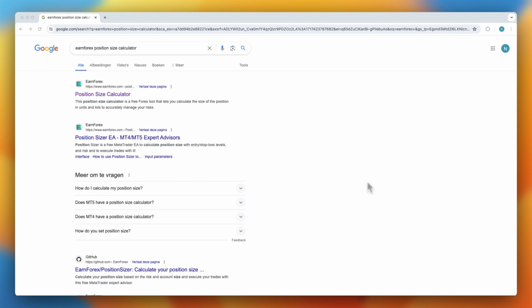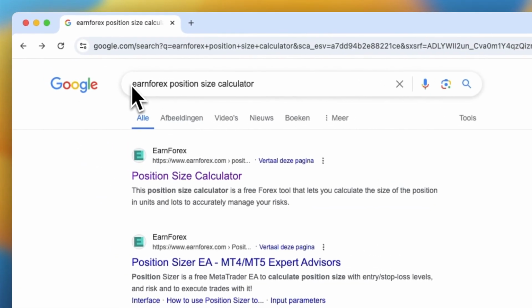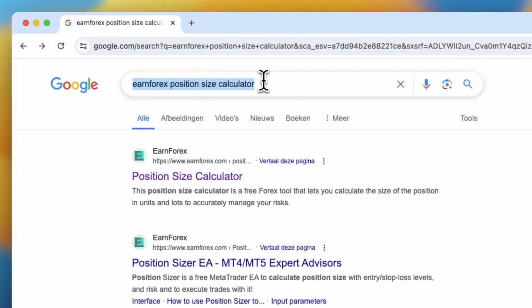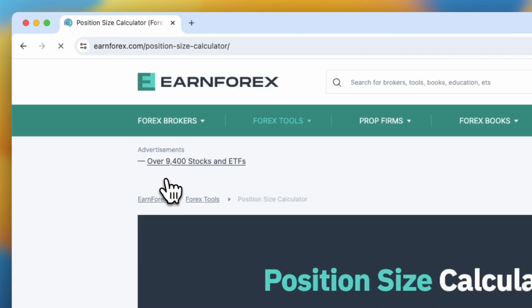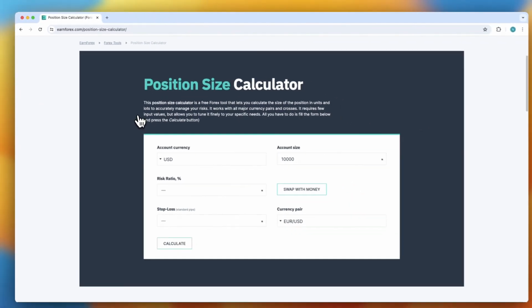Let's get started. First of all, you will need to go to a browser and then type EarnForex position size calculator and then tap on the first link that appears on your screen. Alright, and now you see the calculator.